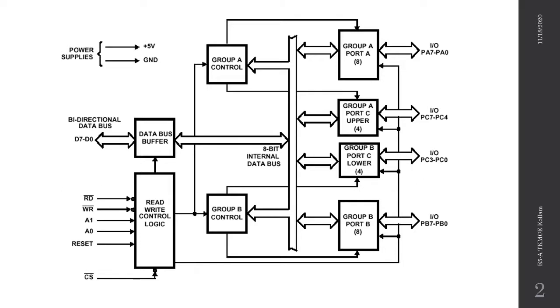The WR bar and RD bar signals are used for indicating to the 8255 whether a read or write operation is to be carried out. If a port is programmed as an input port, then a read operation needs to be carried out. Similarly, if a port is programmed as an output port, a write operation needs to be carried out. Then, in order to select or activate the 8255 IC, it requires an active low signal at pin CS bar. That is, the 8255 is selected only when the CS bar signal is low.